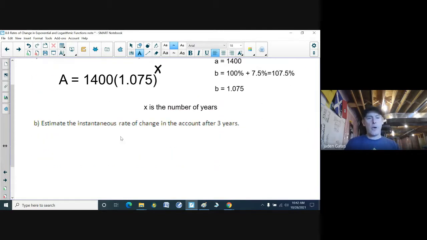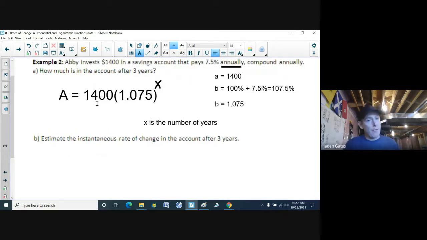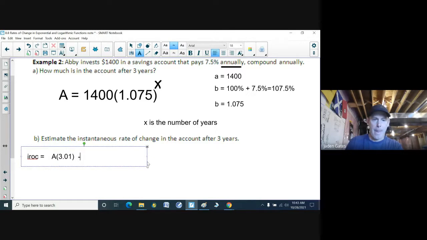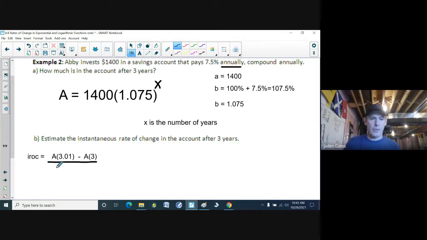All right, so now we get to part B, we have our formula. Estimate the instantaneous rate of change in the account after 3 years. So again, we're finding the instantaneous rate of change. And after 3 years, so I'm going to have to take my amount and figure out 3 years plus a little bit, and again, subtract my amount, which is at 3, and divide it by, of course, 3.01 minus 3.